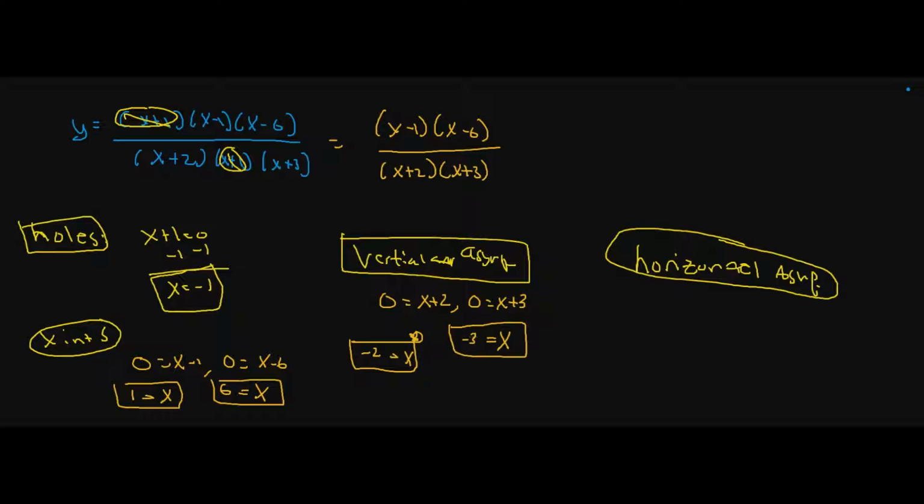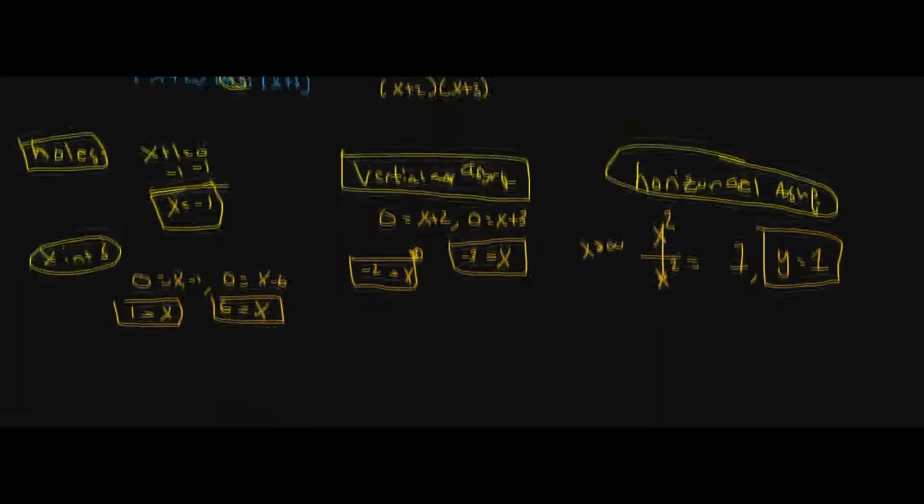Okay, you can see I'm doing these rather quickly now. Found my holes, x-intercepts. Now to find my horizontal asymptote, I'm just going to focus on the degree. On the top, we get x squared, and on the bottom, we also get x squared. As x approaches infinity or negative infinity, the same variables on top and bottom cancel, and you get 1. So my horizontal asymptote is y equals 1. Cool. That's a quick example, already in factored form.